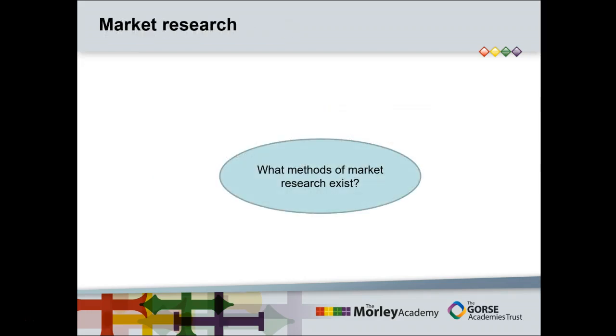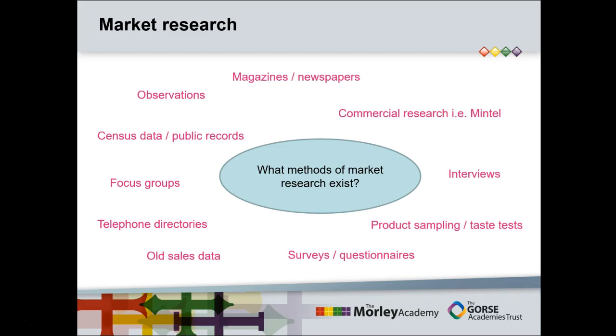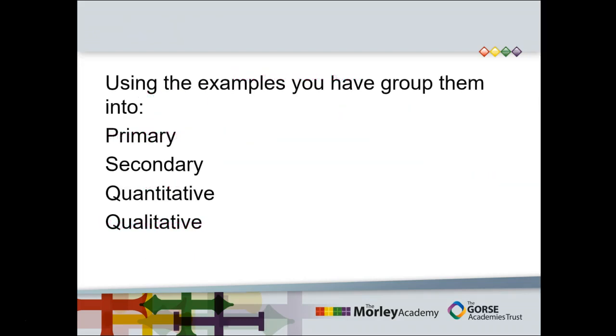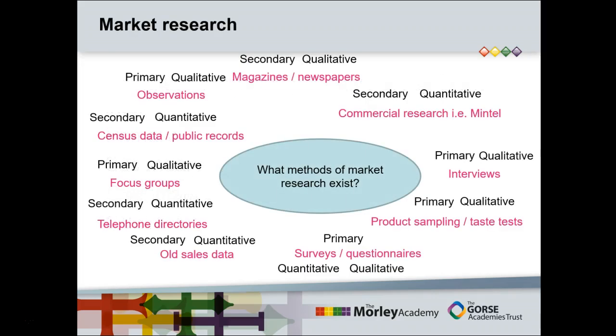You need to be aware of the methods of market research that exist, but we're not going to spend ages on this. These are ones that are listed across the Unit 1 and the Unit 3 specification. What you need to be able to do is identify which of them are primary, secondary, quantitative and qualitative. I think what's really important to remember here is that surveys and questionnaires fit into both quantitative and qualitative. So from a definition point of view, they would be either quantitative or qualitative.